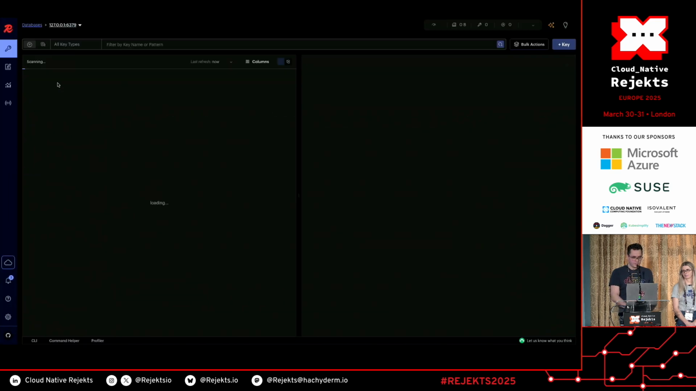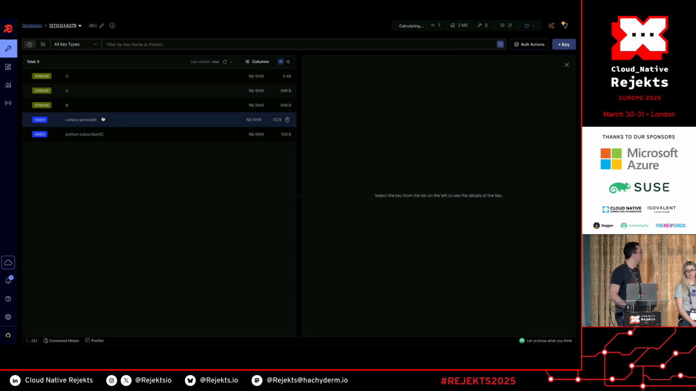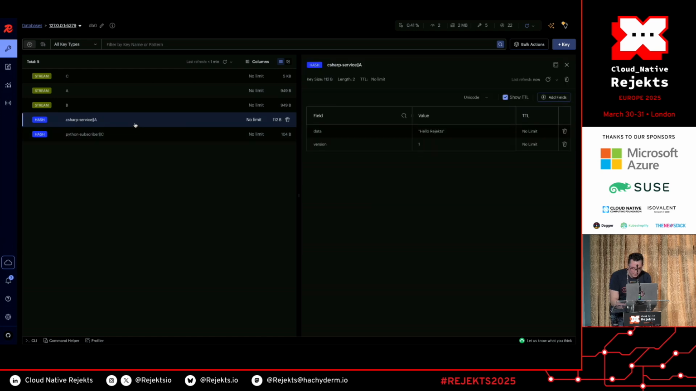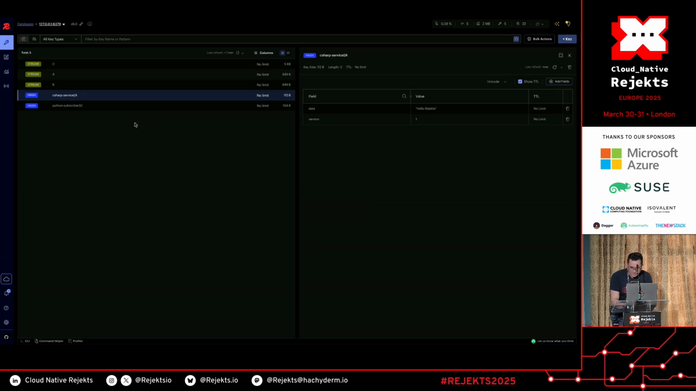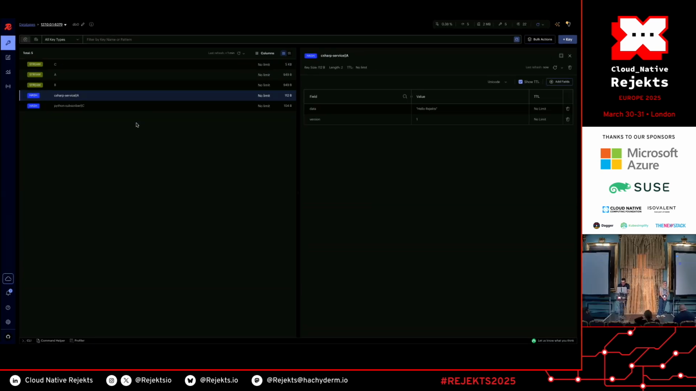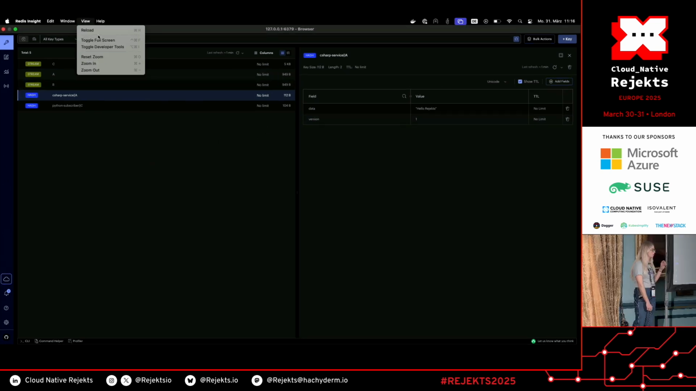There we go. So there is the data. I'm not sure if you can actually see this, and I'm not sure how I can zoom in here. So essentially what's happening there is this is just connecting to the Redis clusters, or one of the Redis clusters, which is running both the message broker as well as the state store in this case.